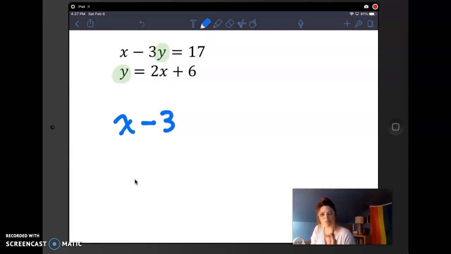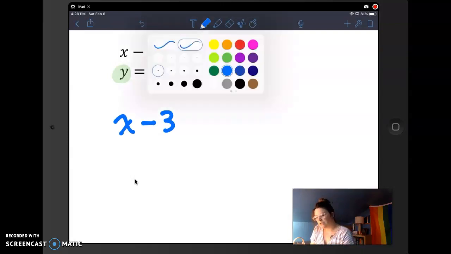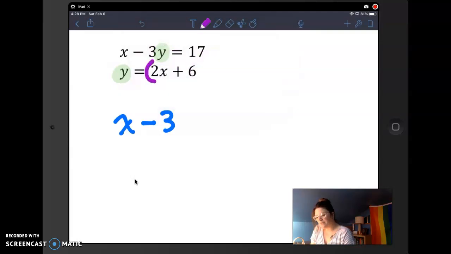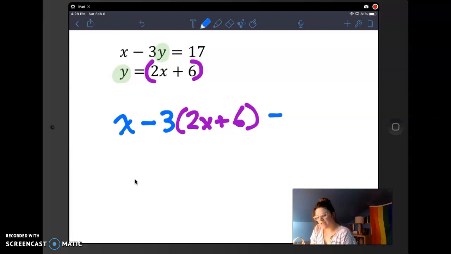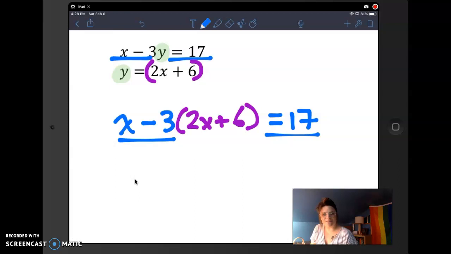This is where you're substituting. Look at the other equation. You're going to replace that letter, that variable, with the other equation. And then you're going to keep on writing until you get to the end. So remember, this is the same as this. We substitute in the y, the equation for y, and then we have to keep writing, and we got equals 17.